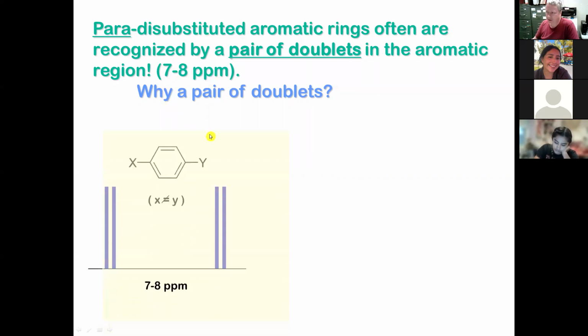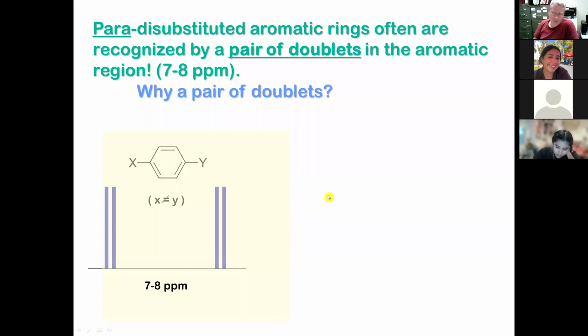Why a pair of doublets? If X and Y are different, why would I have a pair of doublets? Well, there's symmetry. So these protons are identical, and these protons are identical. In both cases, they see one neighbor, and that's why they become a doublet. So you get a pair of doublets, right?